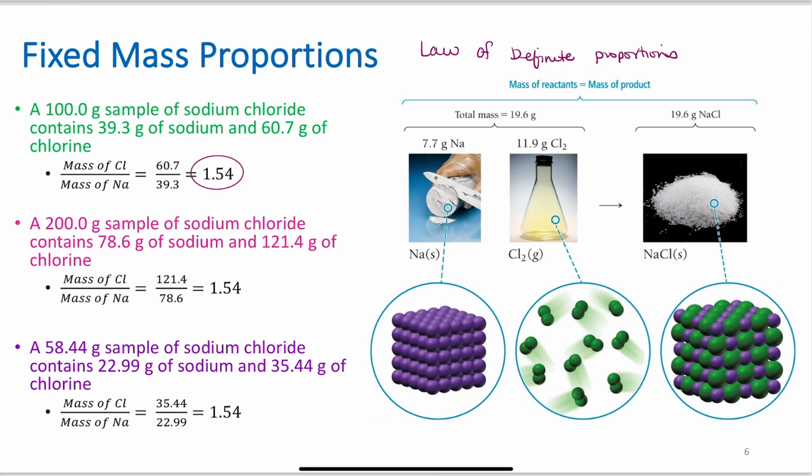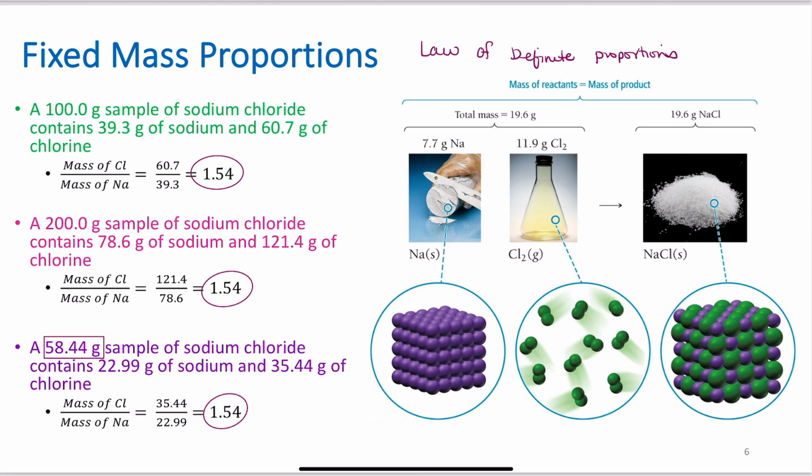If I examine a 200-gram sample of sodium chloride, I see that I have 78.6 grams of sodium and 121.4 grams of chlorine. I look at the ratio and it's the same ratio. So I have a 58.44 gram sample of sodium chloride. It contains 22.99 grams of sodium and 35.44 grams of chlorine. Same ratio again. And this number is important. This number we're going to see in a little bit is called our molar mass of sodium chloride.